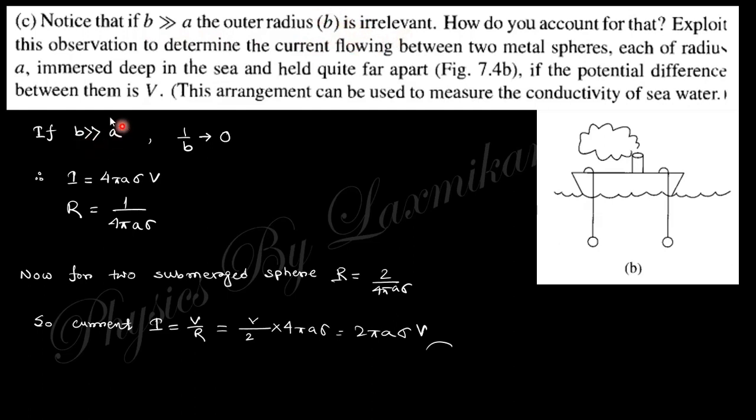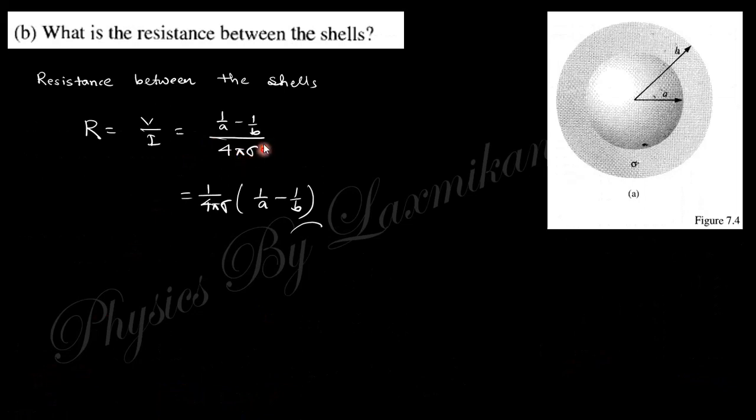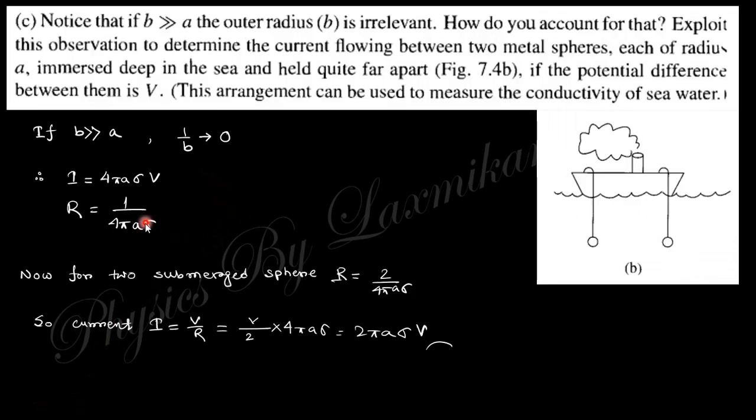Notice that if b is very much greater than a, the radius b is irrelevant. So if b is very much greater than a, then 1 by b tends to 0. The corresponding current and resistance will be like that. Just put 1 by b equals 0 in this expression. That is I equals 4 pi a sigma V, and the corresponding resistance will be 1 by 4 pi sigma a. This is the value of resistance. Clear?